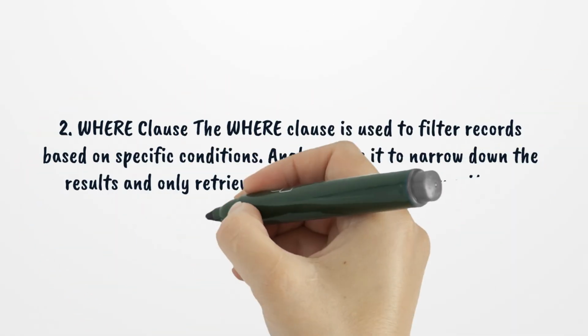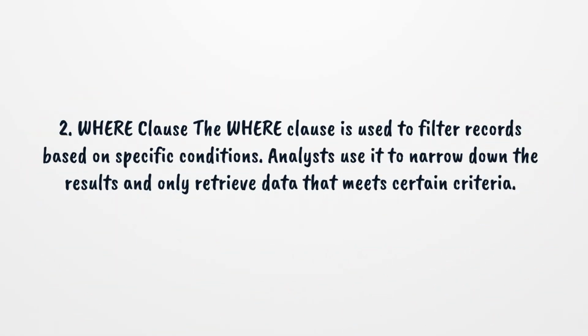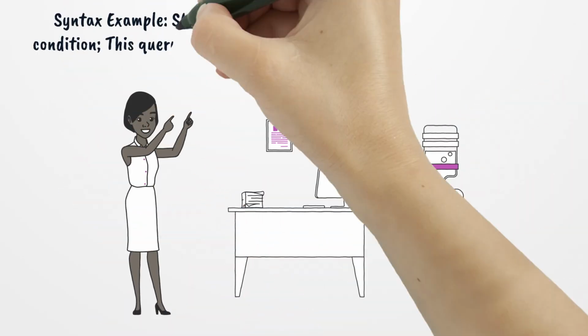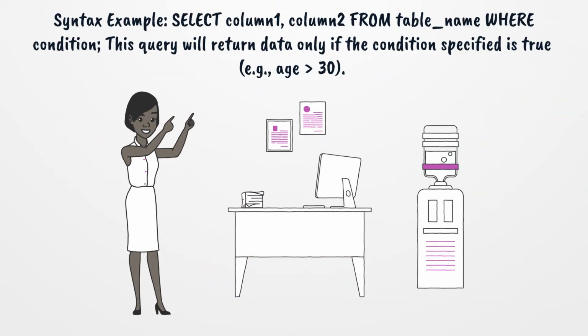Where clause. The where clause is used to filter records based on specific conditions. Analysts use it to narrow down the results and only retrieve data that meets certain criteria. Syntax example. Select column 1, column 2 from table_name where condition. This query will return data only if the condition specified is true, e.g., age greater than 30.